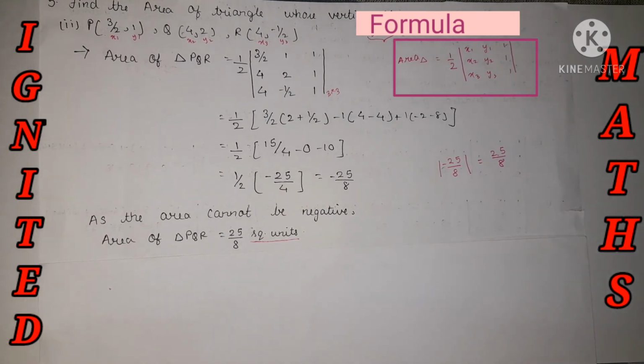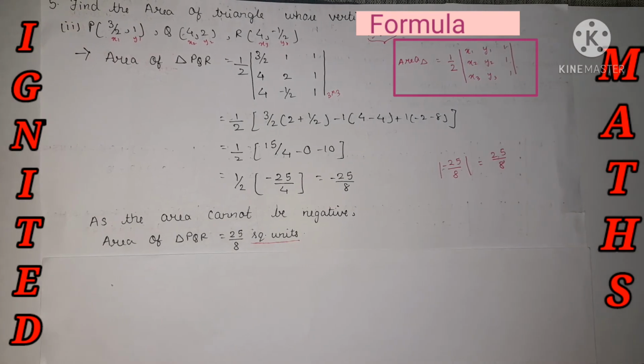The specific vertices are given like A, B, C, P, Q, R, M and T in the first, second, and third sub-questions respectively, and we need to find the area of the triangle, that also with the determinant. Let's get started. So the coordinates are given.